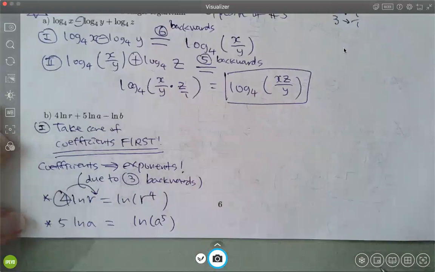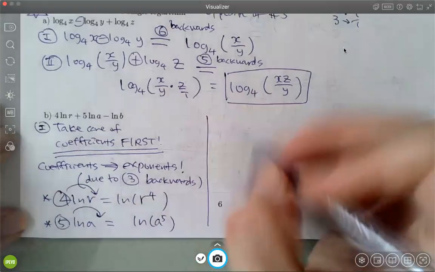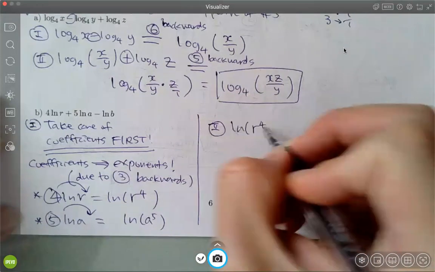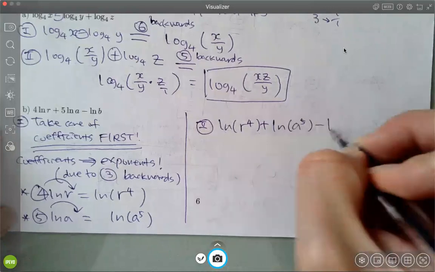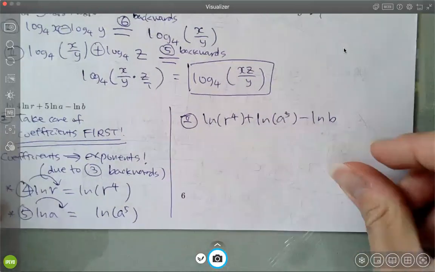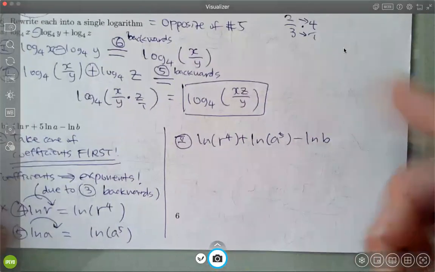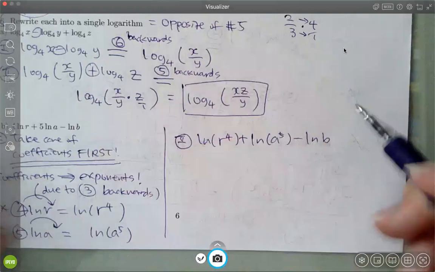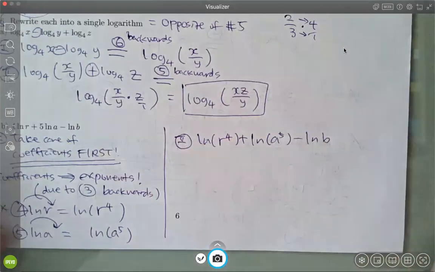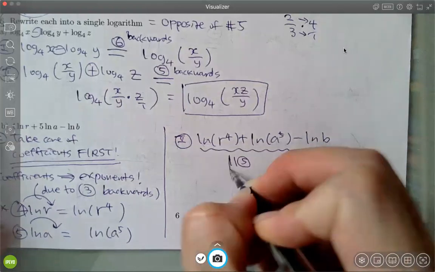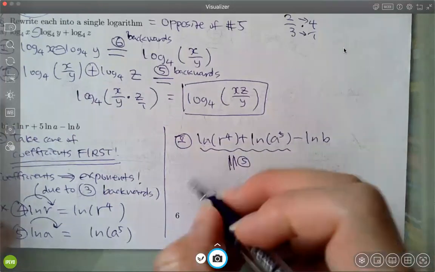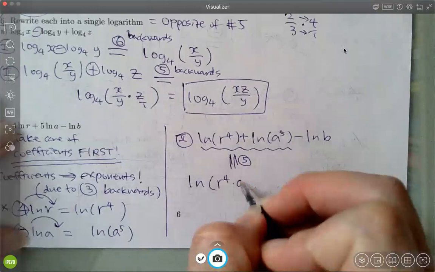So what you have at this point is ln r to the 4th plus ln a to the 5th and then minus ln b. And now, is this similar to the previous one? Yes, right? And now, what do you do first? Go from left to right, right? So this time you do the summation first. So the summation means multiplication, right? So use rule number 5 backwards. So we have ln r to the 4th times a to the 5th minus ln b.